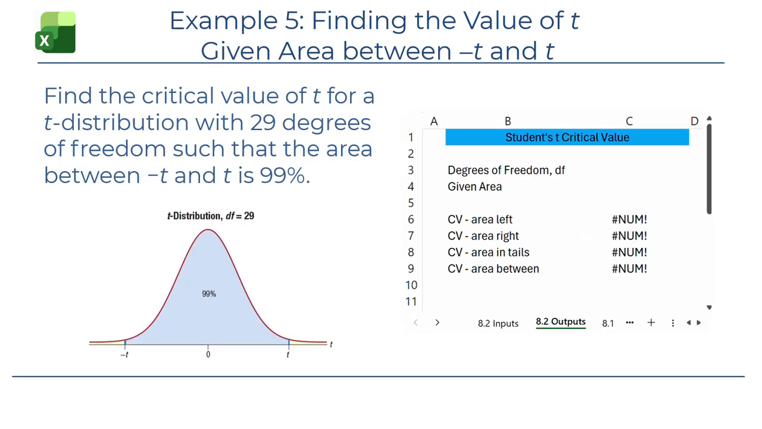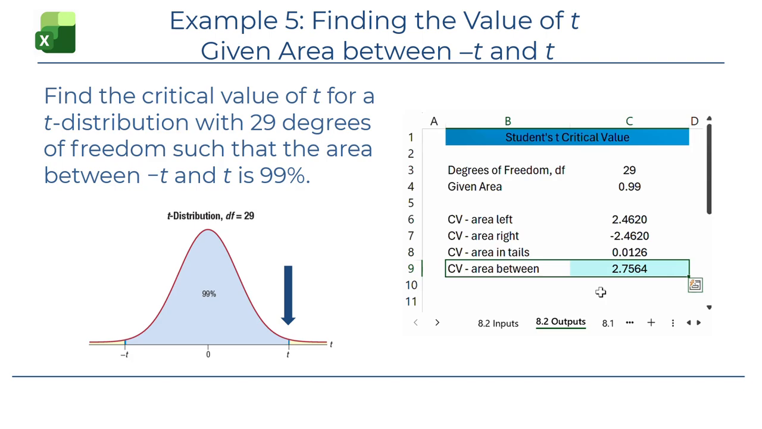Try this example on your own. Find the critical value of t for a t-distribution with 29 degrees of freedom such that the area between negative t and positive t is 99%. So again, we are given the degrees of freedom. We are given 0.99, and we are given that that's the area between. So that tells me that the critical value on the right is 2.7564, and on the left is negative 2.7564.